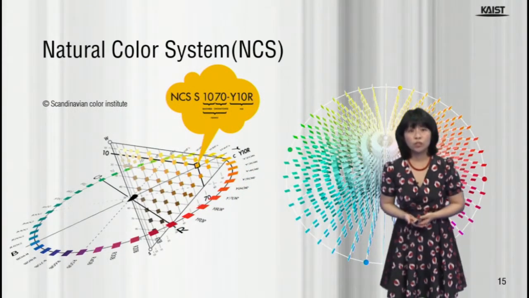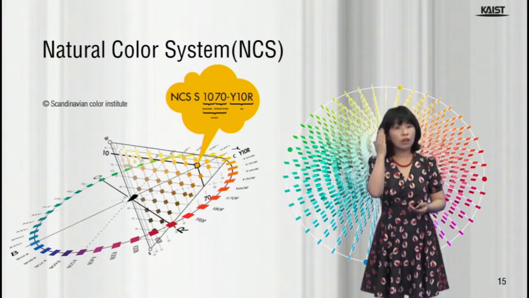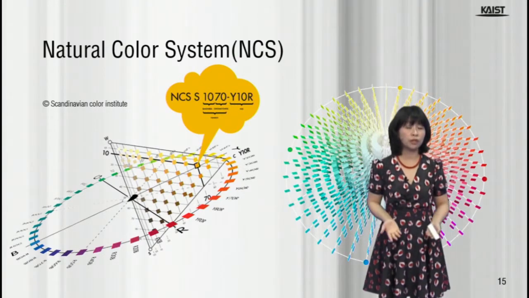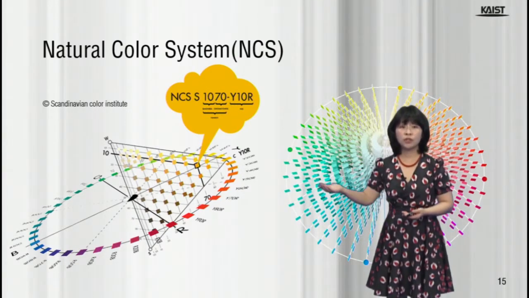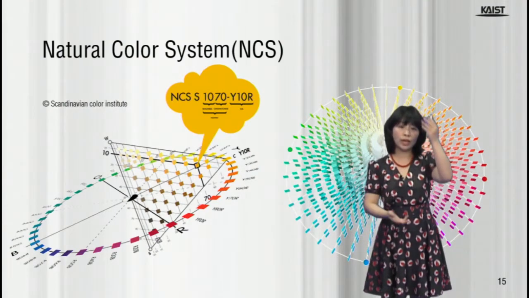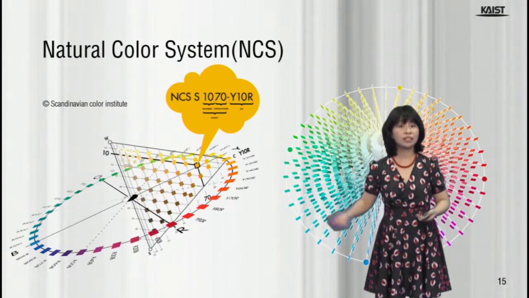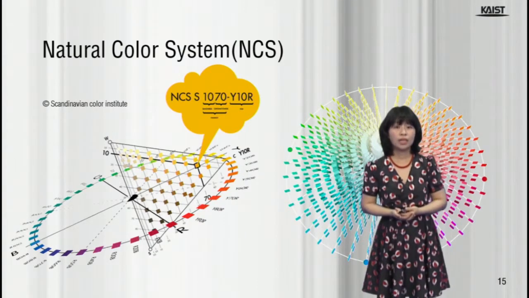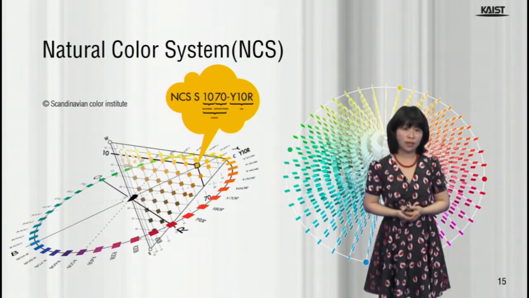Because the NCS was developed after the human color vision was scientifically revealed, the hue circle of the NCS is based on the red-green versus yellow-blue axis, just like the CIELAB system. This is the first uniqueness of the NCS.